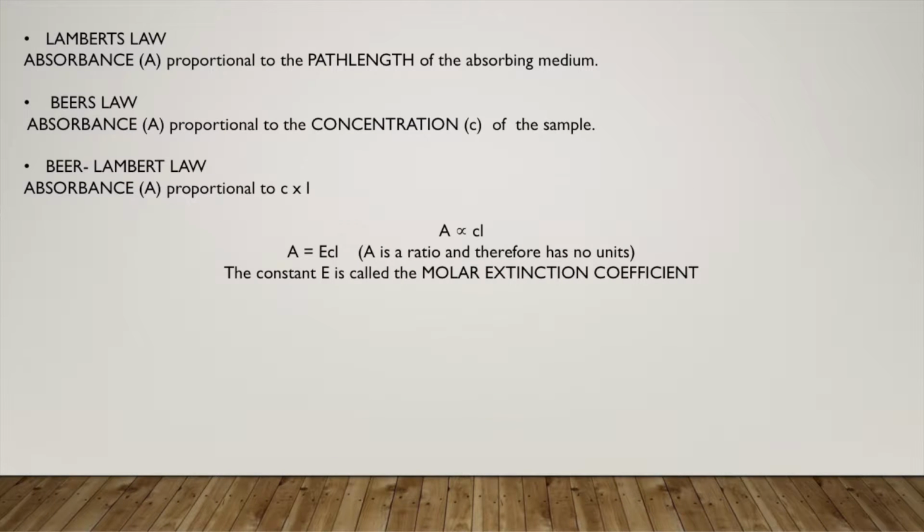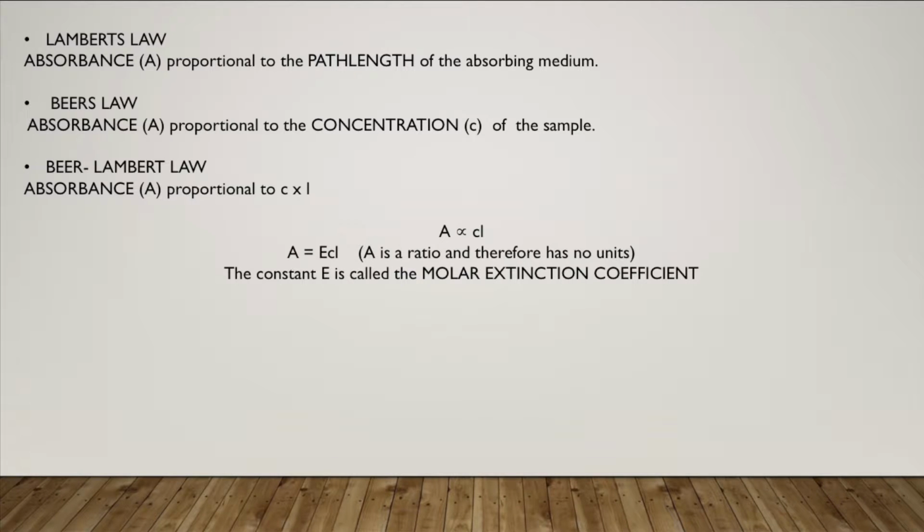Next, there are three laws. The first one is Lambert's law, which states that the absorbance is proportional to the path length of the absorbing medium. The second is Beer's law, which states that the absorbance is proportional to the concentration of the sample. The third law is the combination of Lambert's and Beer's law, known as the Beer-Lambert law, which states that the absorbance is proportional to the concentration and also the path length. The formula of this law is A equals epsilon C L. A is a ratio and therefore has no units. The constant epsilon is called the molar extinction coefficient, C is the concentration, and L is the path length.